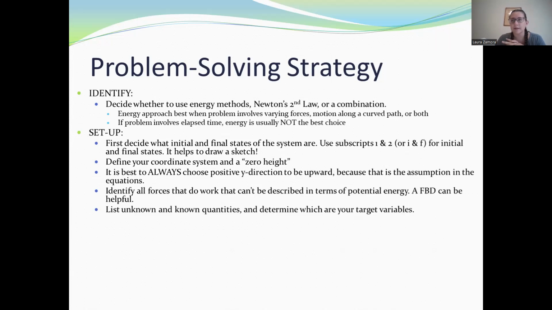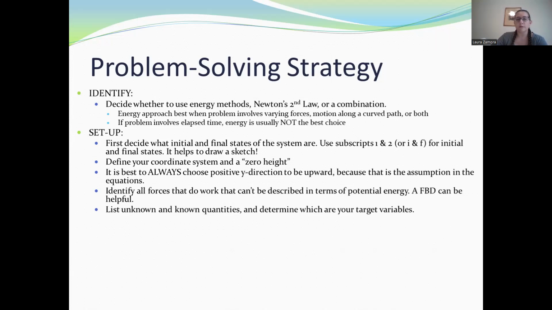We want to define our coordinate system and figure out where our zero height or our reference height is. You can choose that to be wherever is most convenient. But for the sake of convention, it's best to always assume that positive y is up and negative y is down, because that's built into our equations. You don't have to do it that way by any means, as long as you keep it consistent throughout the whole problem. But it might be easier to make mistakes if you change that convention. So the way that I will always do it is with positive y being up and negative y being down.